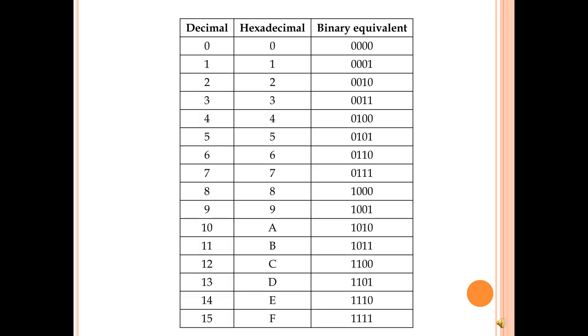Let's see. Here you can see the binary equivalent with the decimal and hexadecimal numbers. So as we have discussed the specified decimal number and its hexadecimal format, you can see the binary equivalent just in front of them.